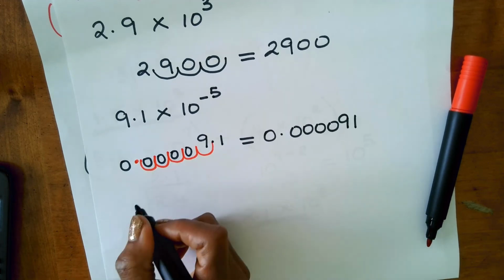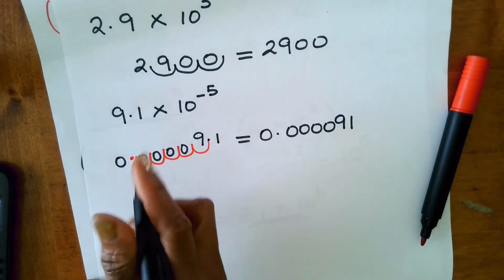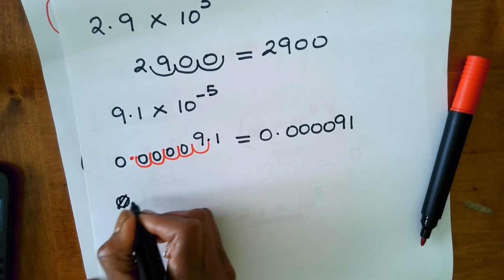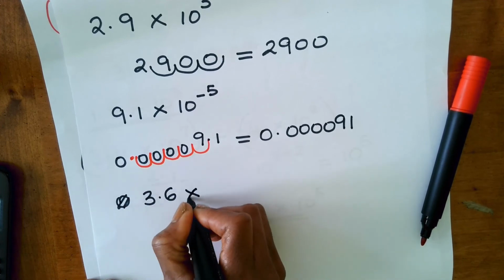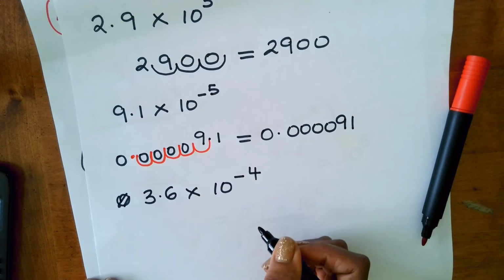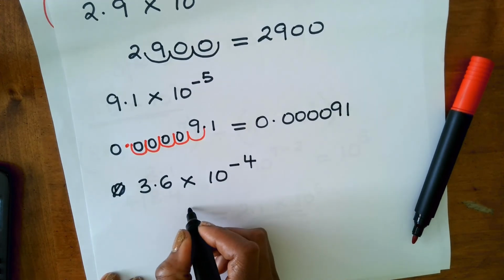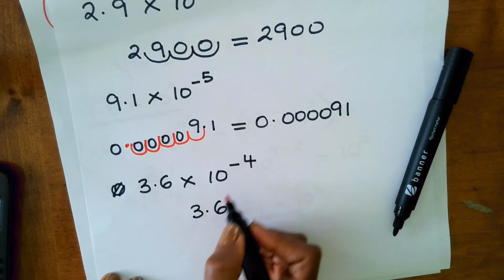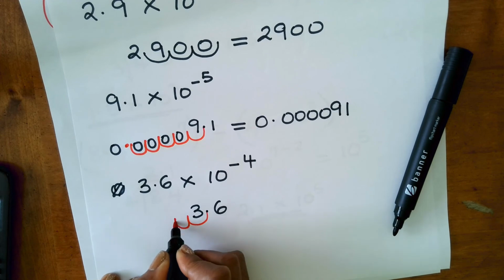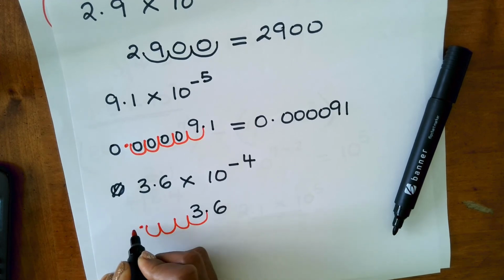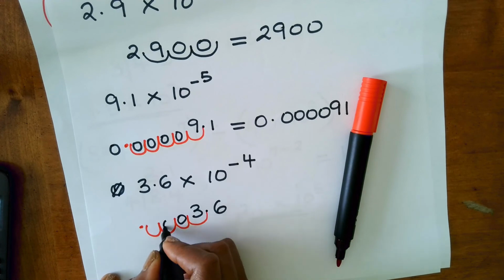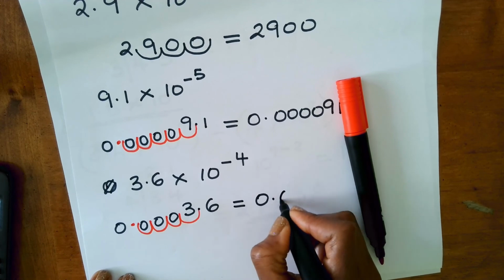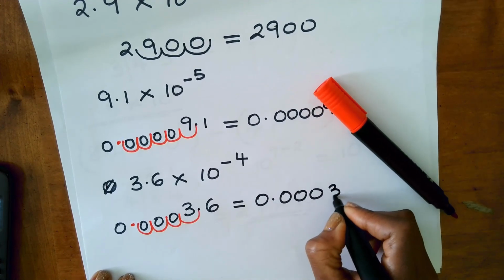Let's do one last example for this type of questions. I've got 3.6 multiplied by 10 all raised to the power minus 4. So if I write out the 3.6, because it's negative, I'm moving towards the left 4 spaces. 1, 2, 3, 4. Then I fill it in. So my answer is going to be 0.00036.